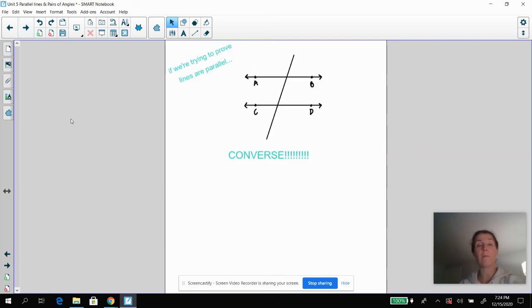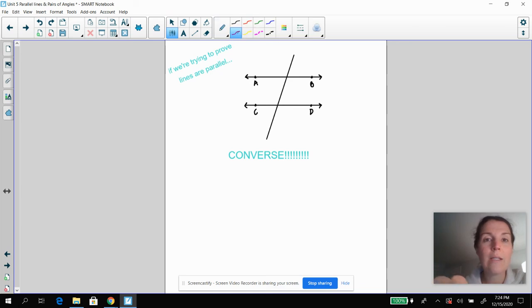So all the things we talked about before, AIP, CAP, and same side stuff, those all were if we knew that lines were parallel to each other. So now let's think about the converse. Let's say that we were trying to prove that two lines were parallel. So now this is just the converse. So if I'm able to prove that this angle and this angle are congruent to each other, if I know that, then I know that line AB and line CD are parallel. That would be the CAP converse.